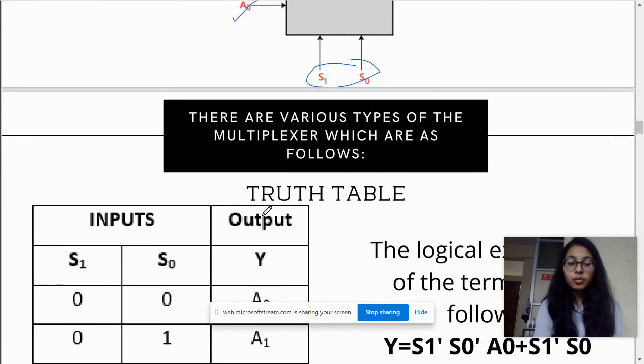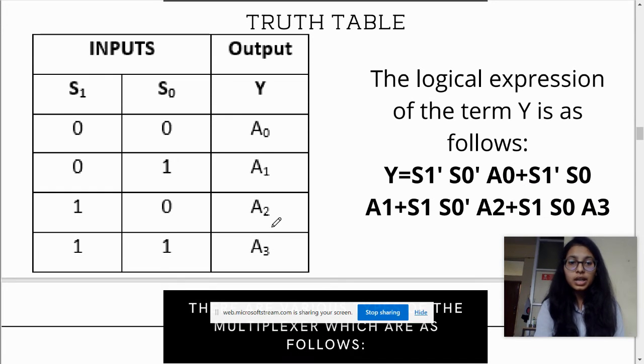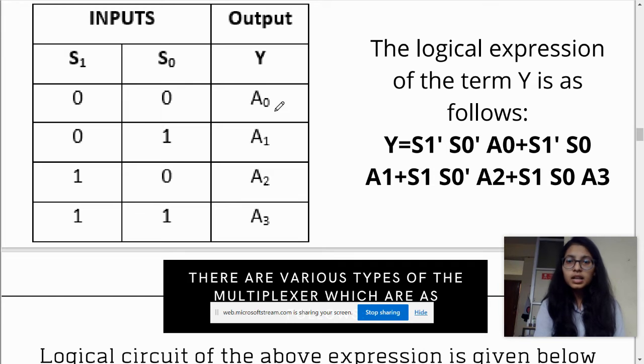Okay. Now moving on to its truth table. Since there are two select lines, we can have a combination of four. So a combination of four inputs to be precise, and the output would be A0, A1, A2, A3, depending upon this. And the logical expression, we can again find out easily using this truth table.